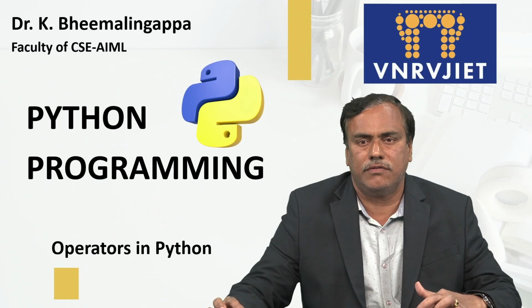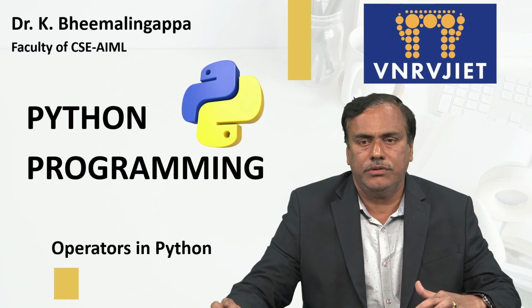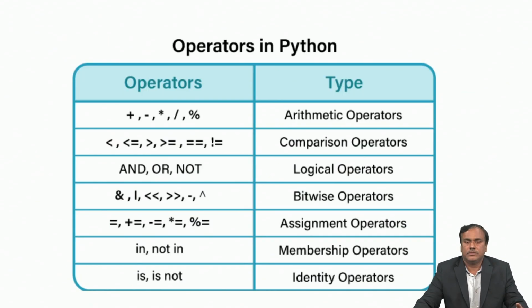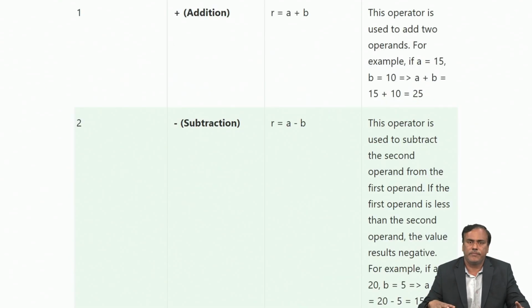These are the contents that we are going to cover in this video. We have different types of operators in Python, like arithmetic operators, comparison operators, assignment operators, logical operators, bitwise operators, membership operators, and identity operators. So these are the different types of operators that I have listed out.